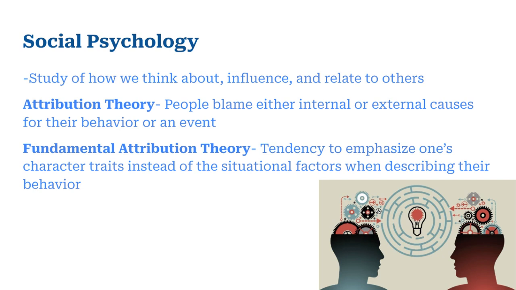And the fundamental attribution theory is the tendency to emphasize one's character traits instead of the situational factors when describing their behavior. An example would be if you're in a meeting and somebody walks in late, your first thought might be that they're lazy instead of considering other situational factors like traffic or if something was going on at their house before the meeting.